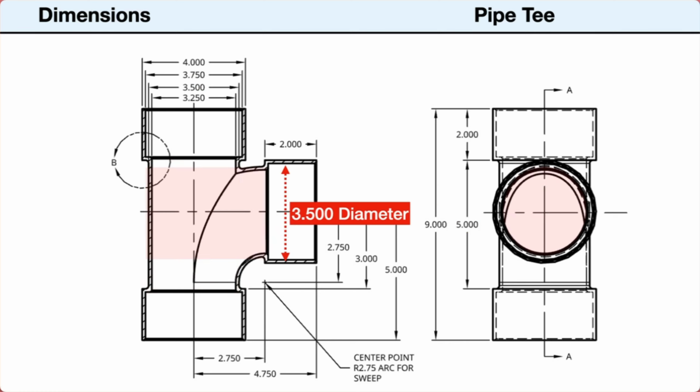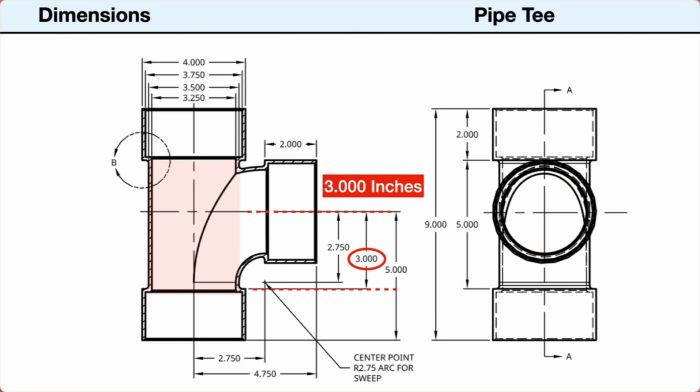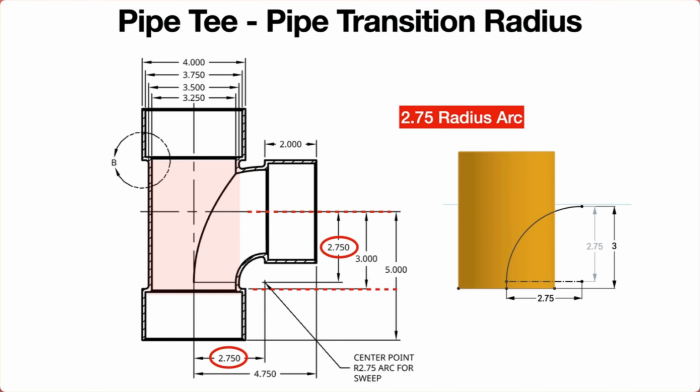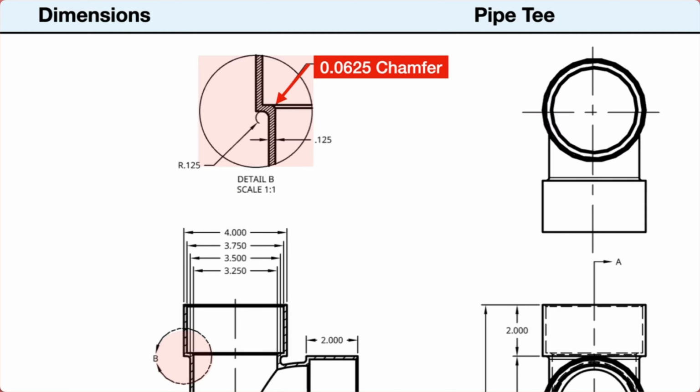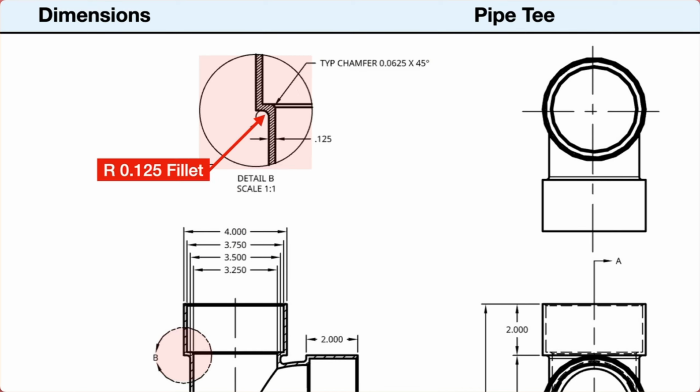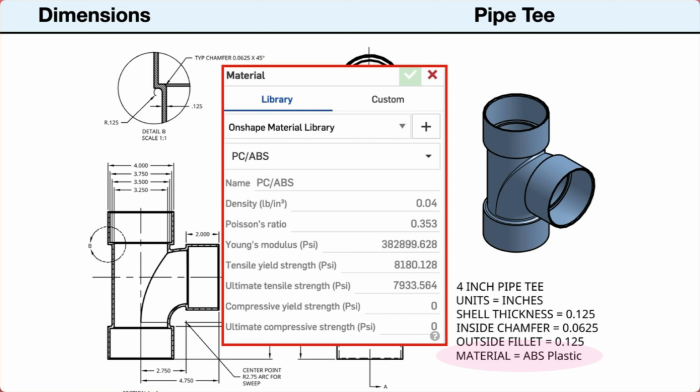The transition pipe also has an outside diameter of 3.5 inches and a wall thickness of 1/8 inch or 0.125 inches. The center of the transition pipe is 3 inches above the flange edge. The pipe transition follows an arc that has a radius of 2.75 inches. All inner edges have a chamfer of 1/16 or 0.0625 inches. The outside junction of the pipe and the flange has a fillet of 1/8 or 0.125 inches. The material from the Onshape material library is PC/ABS plastic with a density of 0.04.